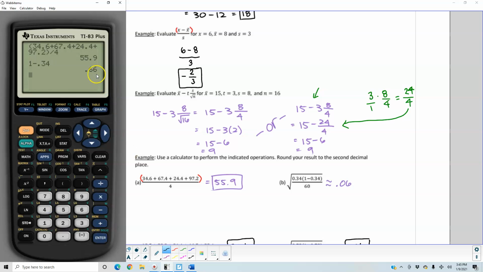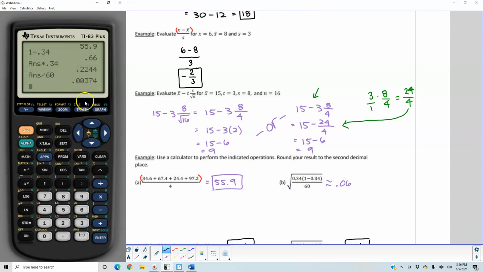Okay, so that's 0.66. And then what we have to do is multiply it by 0.34. So let's multiply that by 0.34, and that gives you that result. Then we need to divide it by 60. So we're going to divide that number by 60. Okay? And then we can take this number and take the square root of it.